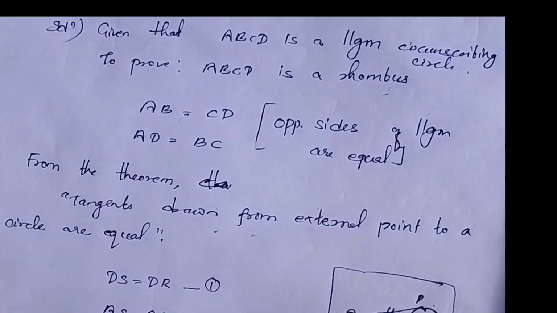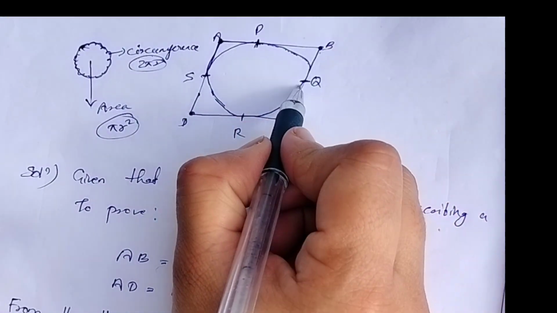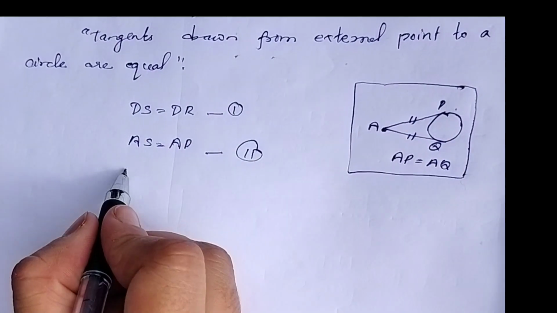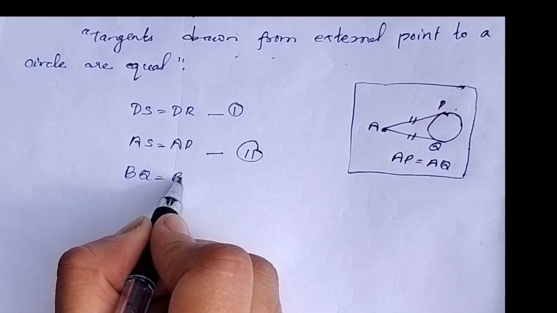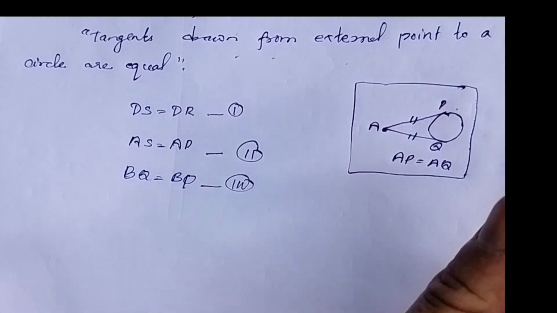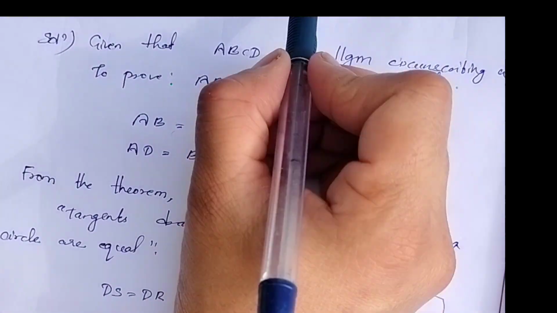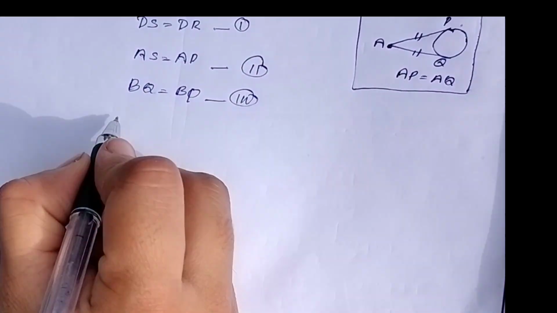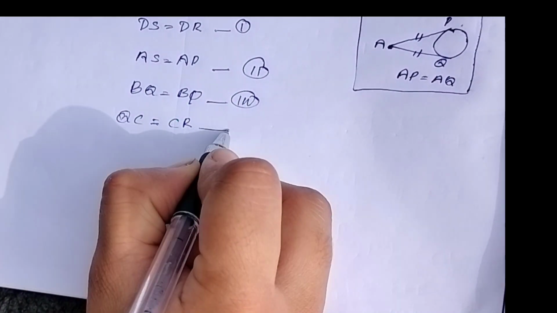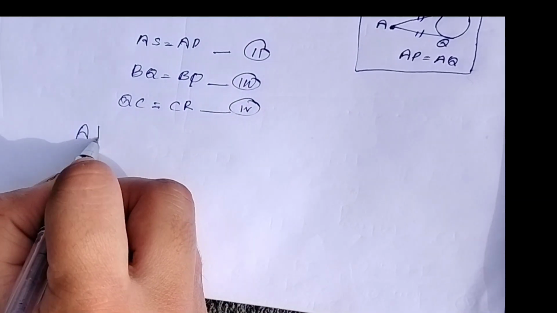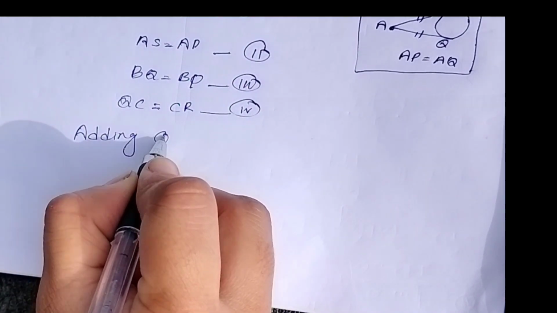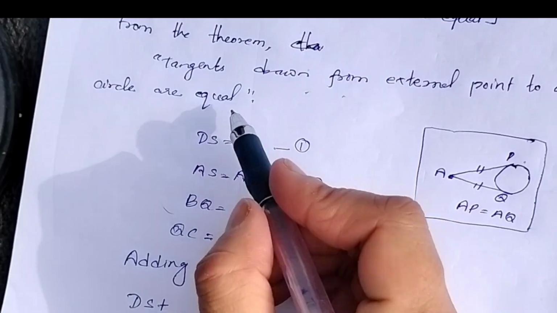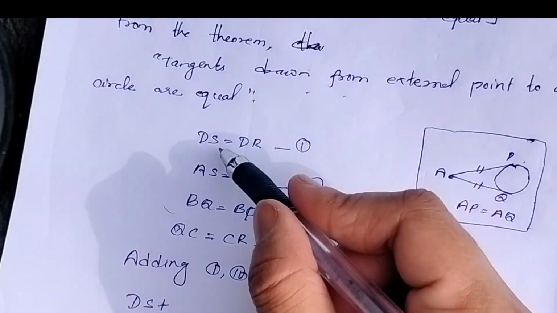And the other is, from this point we can write BQ equals BP, so BQ equals BP is equation 3. And the other is QC equals CR, so QC equals CR is your equation number 4. So we will add all these equations, adding 1, 2, 3 and 4, left hand side with left hand side only, and right hand side with right hand side only.